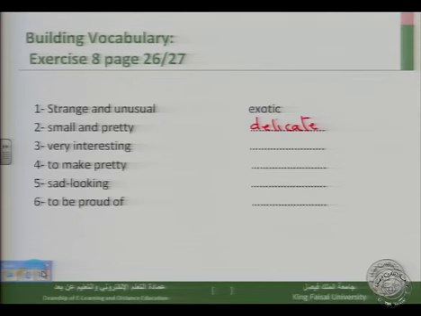Number 3, very interesting. The word fascinating in the text means very interesting. Number 4, to make pretty. To brighten up means to make pretty. Number 5, sad looking. The word dull grey means sad looking.